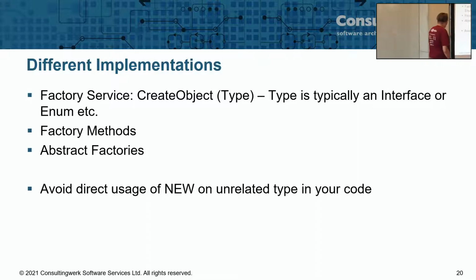So I ask a factory, give me an object of type I whatever, and it returns me an instance or an error if it doesn't know how to create it. And that's my alternative to new.